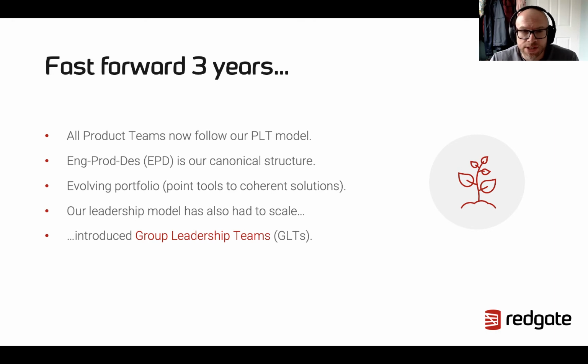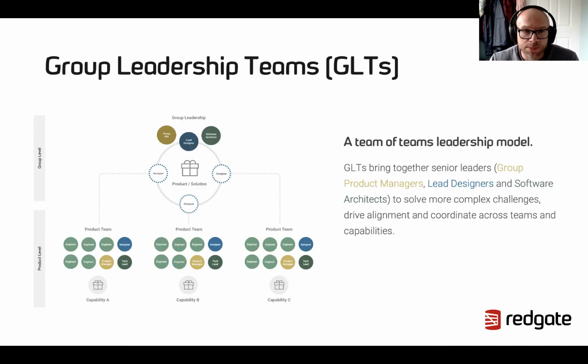So within the last year, we've iterated on PLTs to recognise the need for group level or product line leadership, leading us to more recently introduce group leadership teams, or what we call GLTs. GLTs comprise senior leaders from each discipline, namely group product managers, lead product designers, and software architects. They similarly come together to form the core of leadership for a given product group or product line. They operate across the entire problem space to address more complex challenges, requiring them to align and coordinate across multiple teams and capabilities. Their job is to provide leadership and direction for a wider solution, again bringing a healthy balance of perspectives into a senior leadership forum.